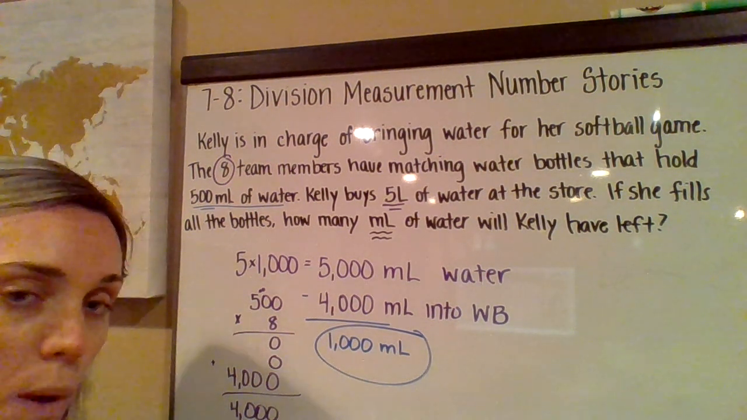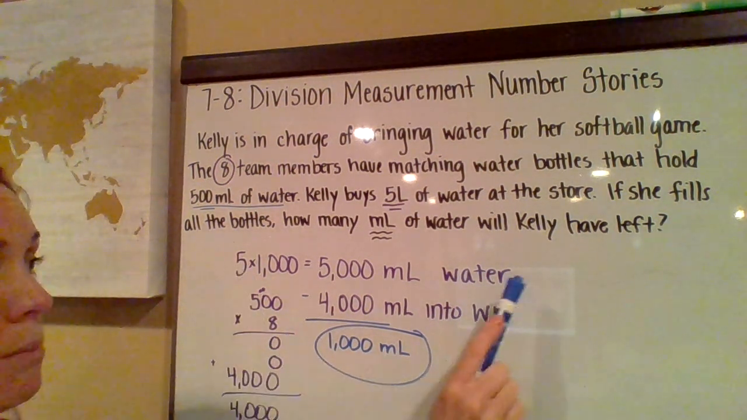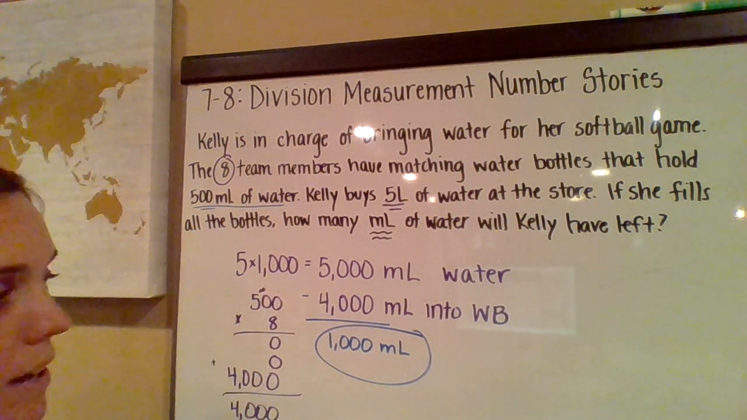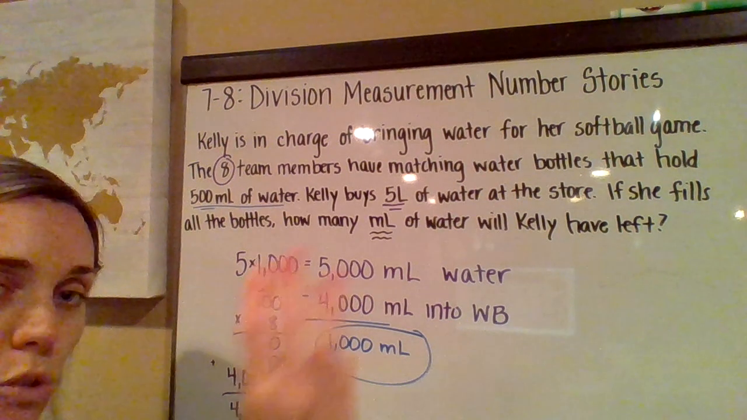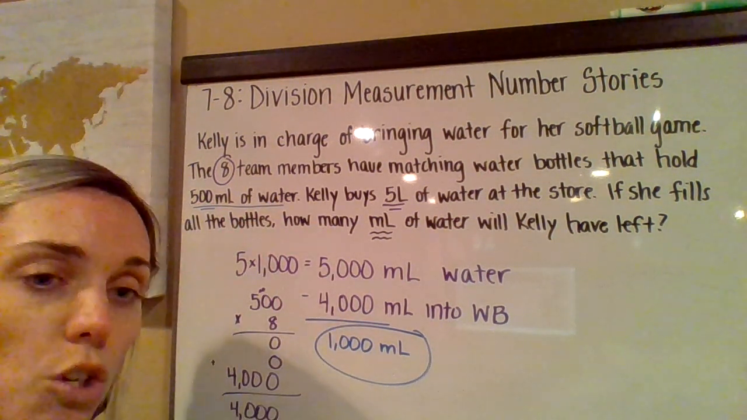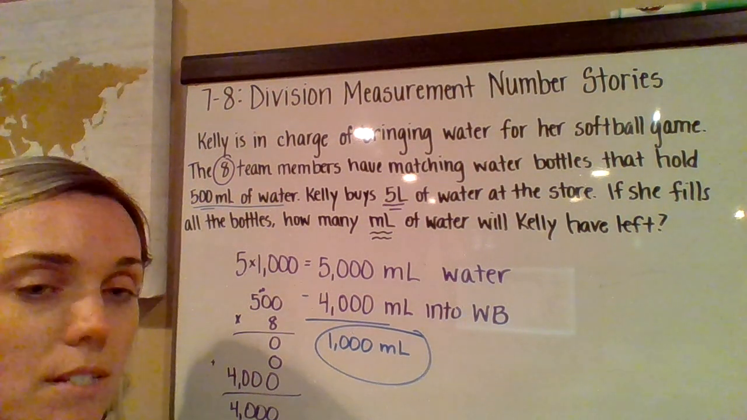So let's take a look at this problem. First, I had to convert to milliliters. Then I had to figure out how many milliliters were in the 8 water bottles. Then I had to subtract. So I did 3 steps to solve this problem. In today's lesson, you will be doing multiple steps to solve the problem.